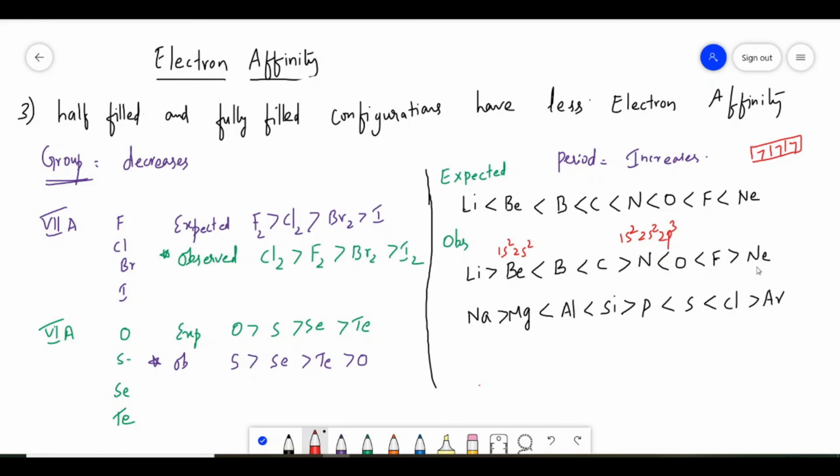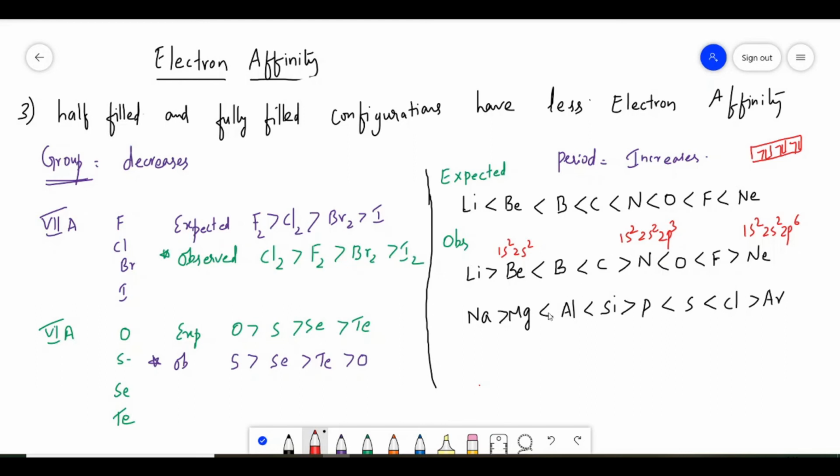The same thing in the neon also. Neon means the configuration is completely filled 1s2, 2s2, 2p6. So this is 1, 2, 3, 4, 5, 6. So all the 6 electrons are completely filled. So this is also more stable. So its electron affinity is less than the fluorine. So this is all about electron affinity. So you have to remember these exceptions in 6th A group and 7th A group, and also remember the variation at half filled and completely filled across all the periods. That's all.